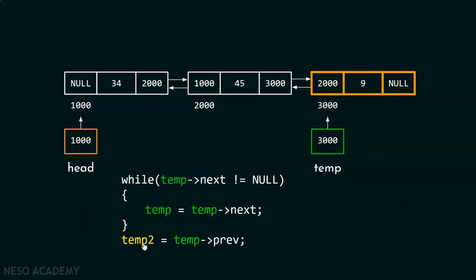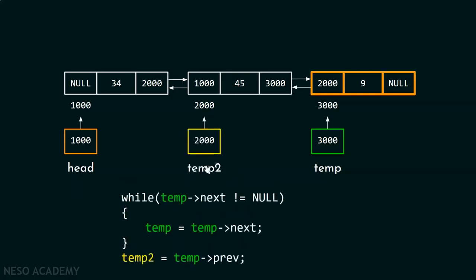Now, we will keep another pointer, that is temp2, so that it can point to this particular node. That is the node which is just before the node we want to delete. You can see over here temp2 is now pointing to this node. After this, we will adjust the links and then we will delete this node.